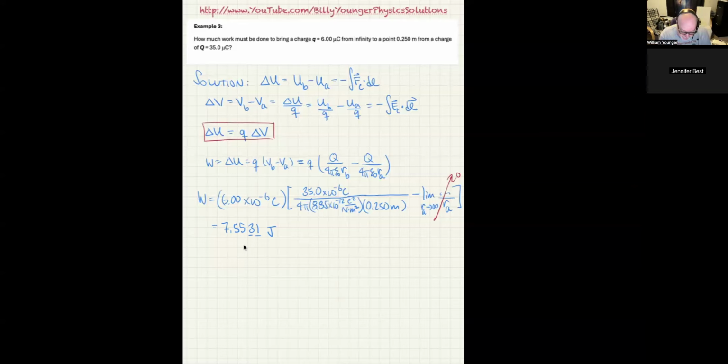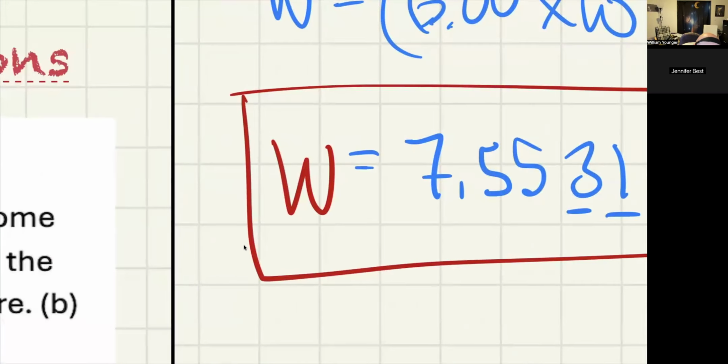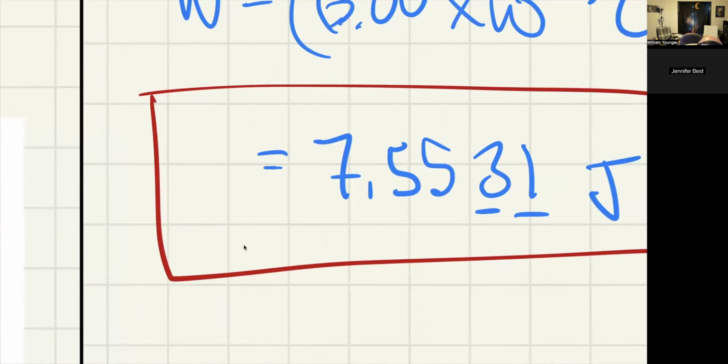And think about it, you're bringing a positive charge from infinitely far away toward a positive charge. It should take a positive amount of work to move that 6 microcoulomb charge closer to that 35 microcoulomb charge. So you would expect a positive amount of work, and that's exactly what we got. Any question on that one? No. Okay, so that is the result. I'm going to go ahead and box it off, so we'll have the answer there.